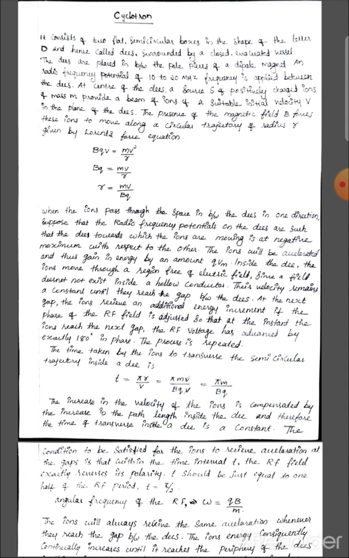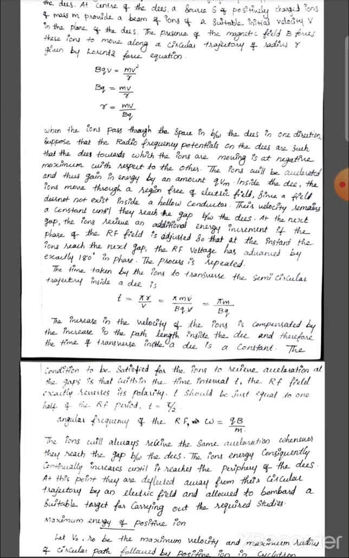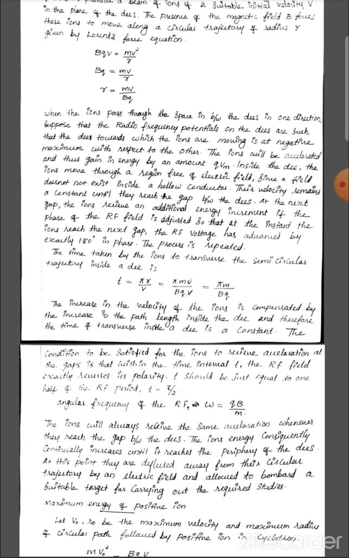The presence of the magnetic field B forces these ions to move along a circular trajectory of radius r given by Lorentz force equation. BQV is equal to mv square by r. Then BQ is equal to mv by r. Then r is equal to mv by BQ.